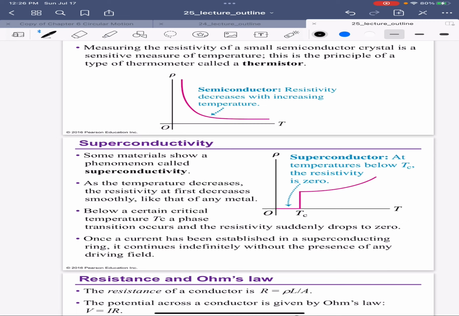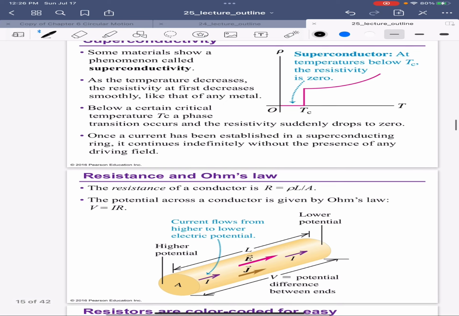And once a current has been established in a superconducting ring, it continues independently without any driving field. This is a very promising technology for trains and maybe other applications. Maybe we can talk about it later.